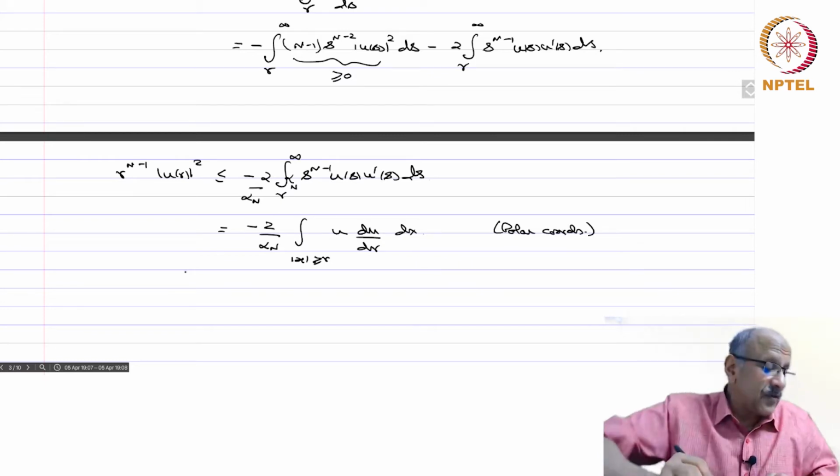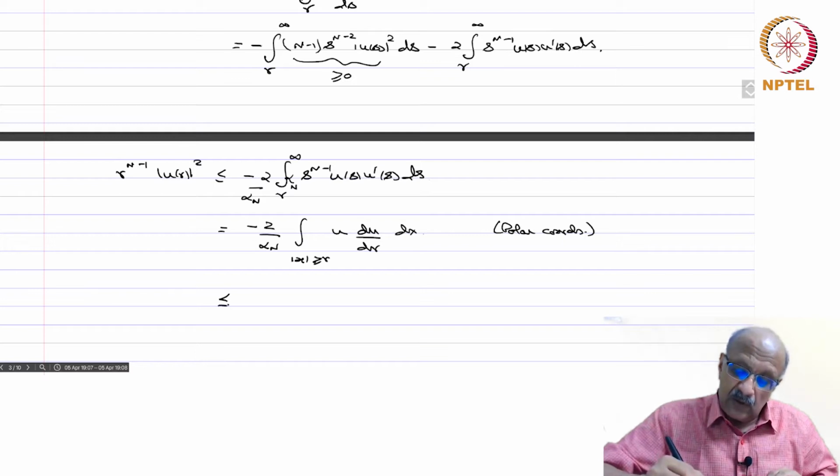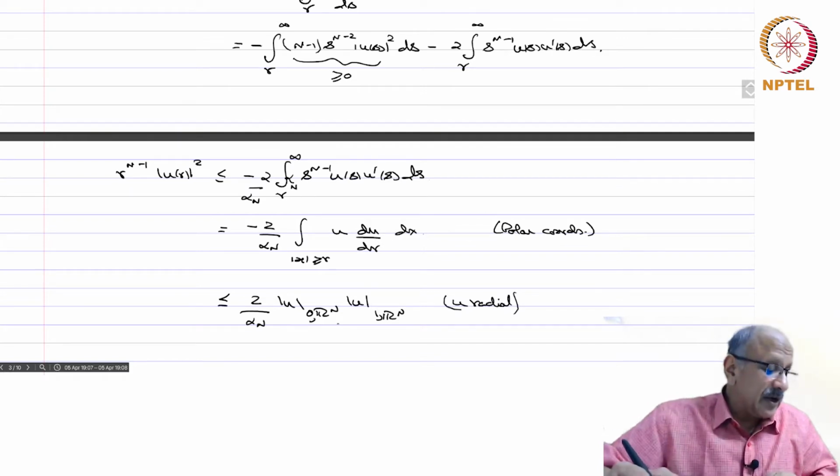This is just polar coordinates, the integration of a radial function. And therefore, by the Cauchy-Schwarz inequality, this is less than or equal to 2 by alpha n, norm of u in L2. In this domain I can say less than or equal to norm of u in L2 times norm of u in H1, because again u is radial, and du/dr modulus of that will give you modulus of the gradient also.